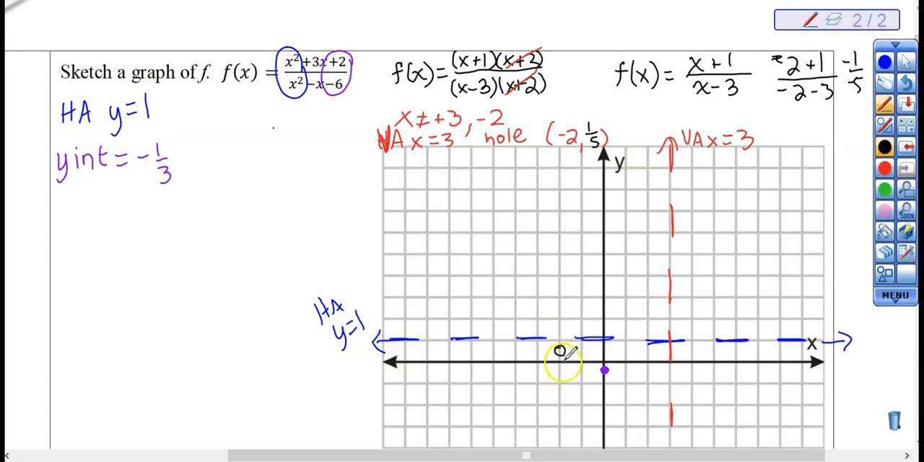It's a little high on my paper, but you're good. Listen, there's one other thing we have yet to find. What is it? The x-intercept. We need to find the 0, which we can get out of the numerator right here, right? Yeah. So we have a 0 at x equals -1.